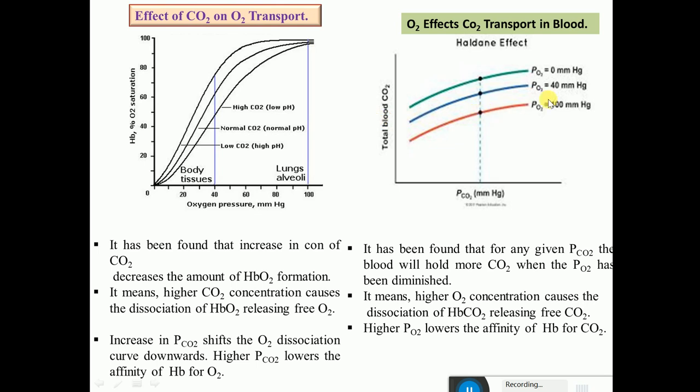You can notice here it is a higher partial pressure of oxygen. That's why it has a lower affinity towards CO2. So a higher partial pressure of oxygen means the Hb has lower affinity towards CO2, and a lower partial pressure of oxygen means higher affinity towards CO2.